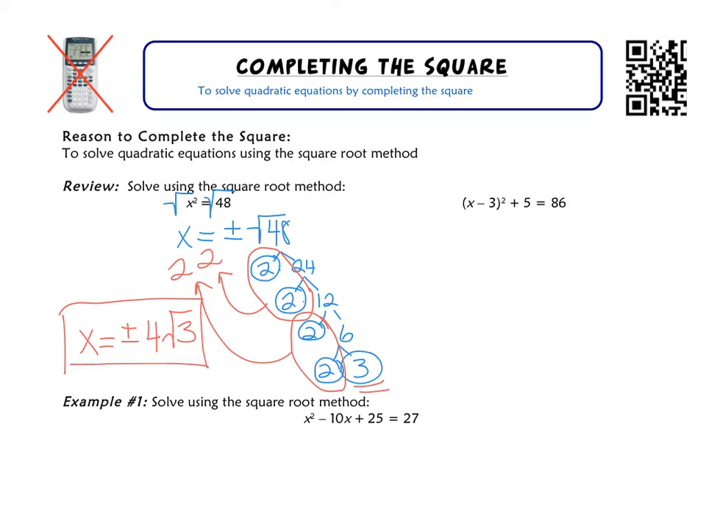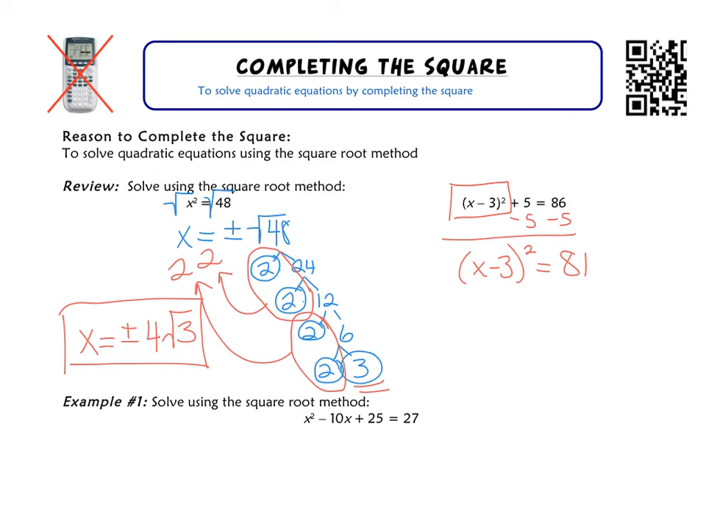This next example looks a little bit different because it's not just my x that's being squared, it's a whole quantity, x minus 3, that's being squared. But regardless, my goal is to get this thing that's being squared, which in this case is x minus 3, by itself. I want to isolate it. So I'm going to subtract 5 from both sides. I'm left with x minus 3 quantity squared on the left side equals 81 on the right side.